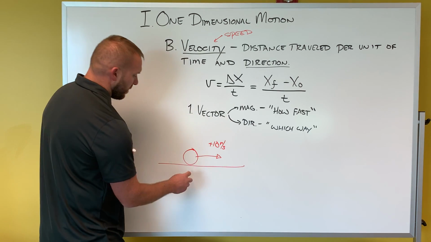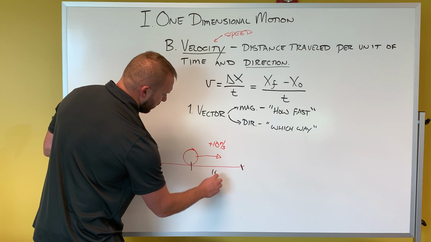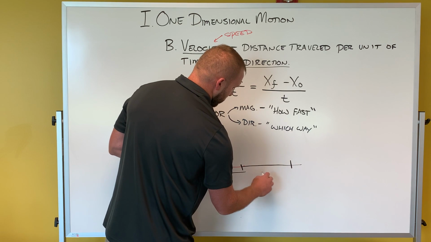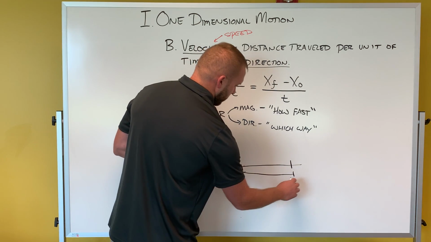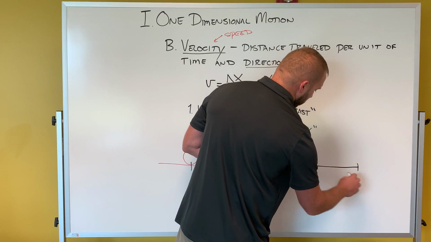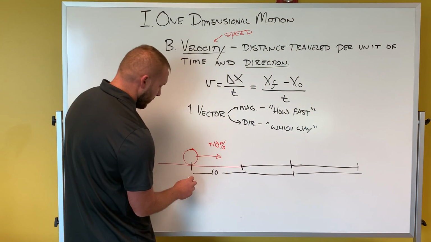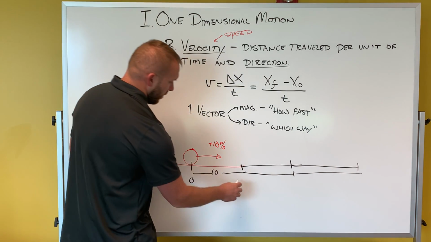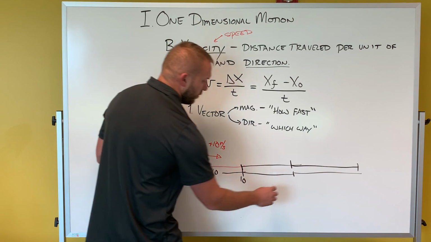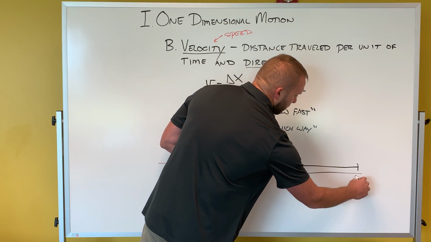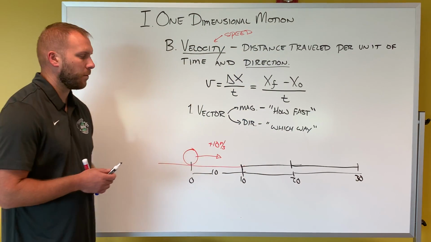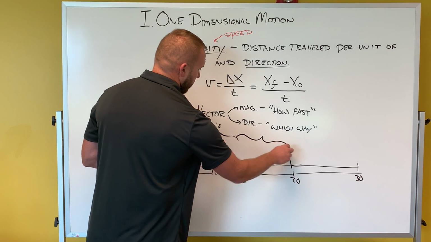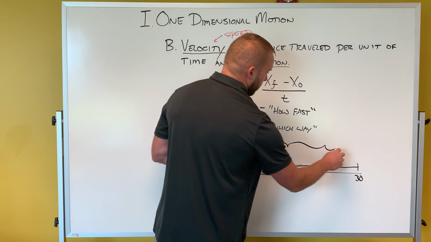Now, to understand that, that means in 1 second, it would have gone 10 meters from here to there. A second, it would have gone 20 meters. A third second, it would have gone 30 meters. So if it started at the origin and it had a velocity of 10 meters per second, after 1 second, it would be at 10 meters. 2 seconds, 20 meters, 3 seconds, 30 meters. Each time frame is the same, 1 second.